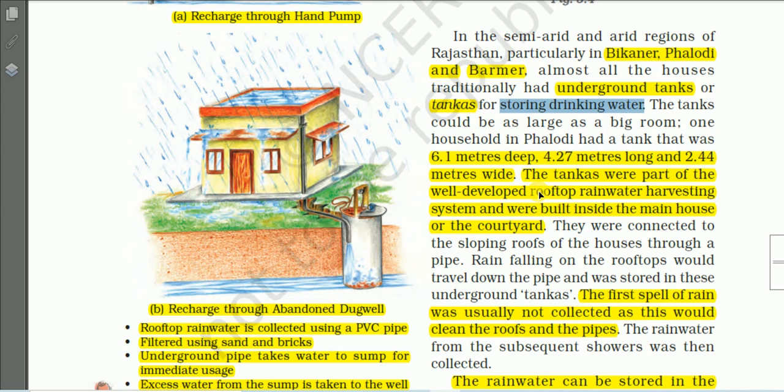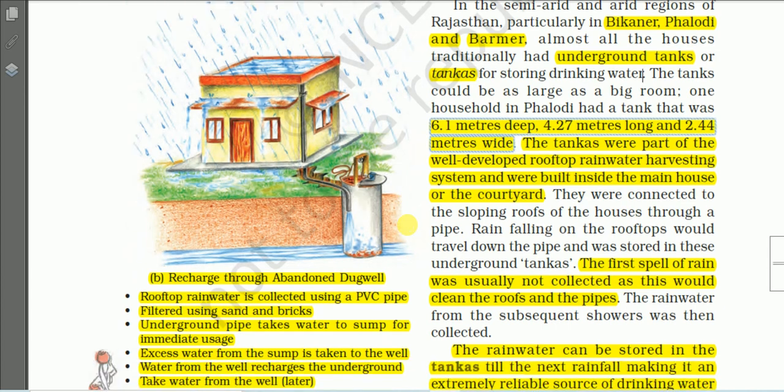And these tankas, that is, underground tanks, could be as large as a big room. The size of the tankas may vary, but sometimes an underground tank may be as large as a big room. And one household in Phalodi had a tank that was 6.1 meters deep, 4.27 meters long, 2.44 meters wide. So this is a very big tanka.